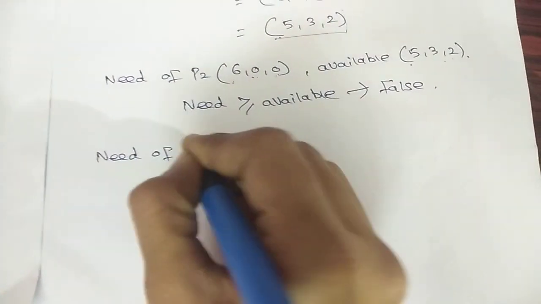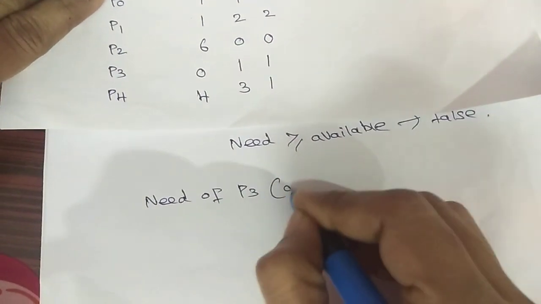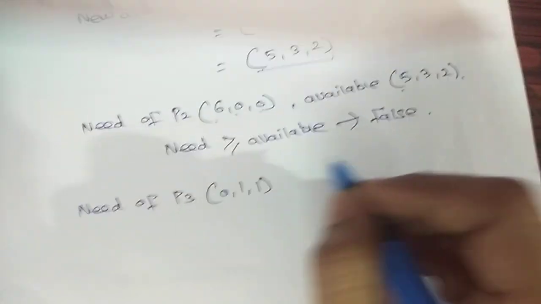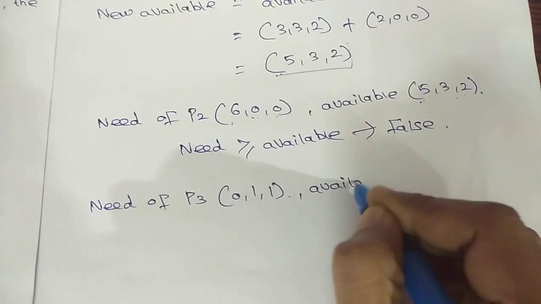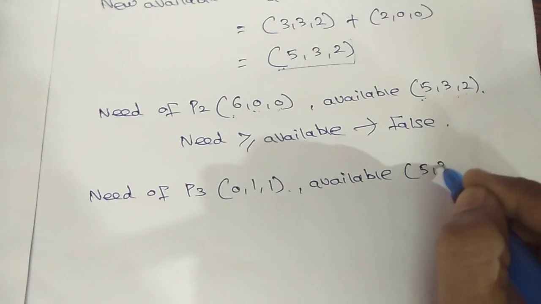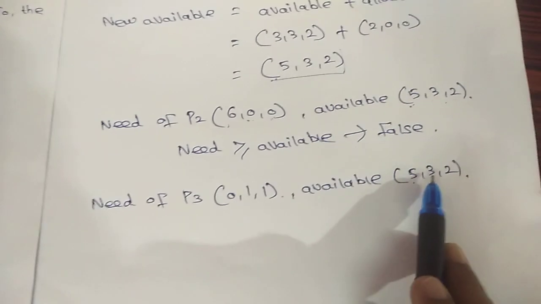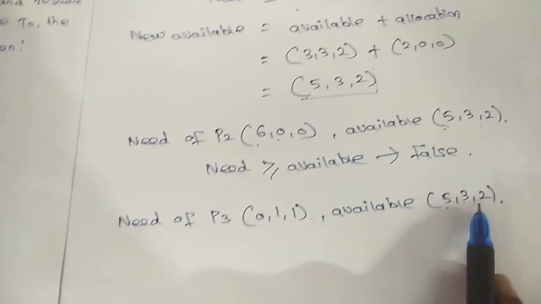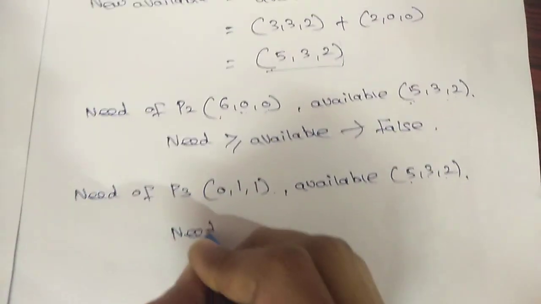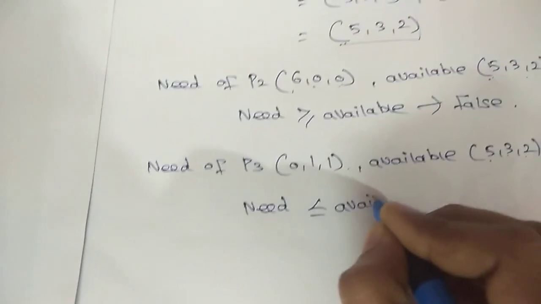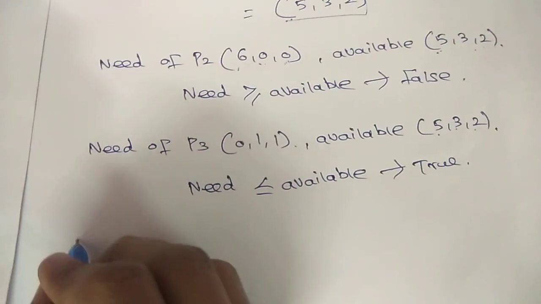Need of process P3 is 0, 1, 1. It is compared with the available, 5, 3, 2. 0 is compared with 5, it is small. 1 is compared with 3, it is also small. 1 is compared with 2, it is also small. So the algorithm succeeded. So need is less than or equal to available. So the algorithm tends to true. At that time, we are going to calculate the new available.